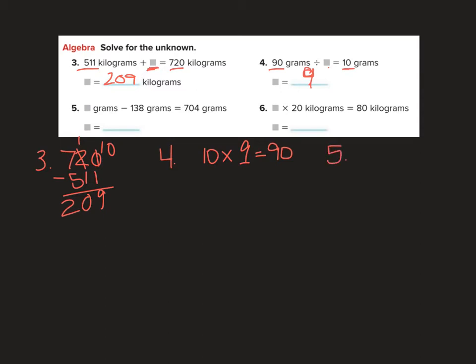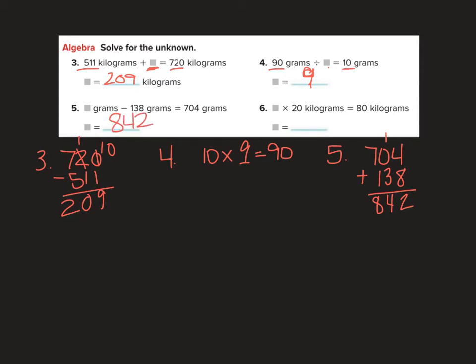Blank grams minus 138 grams is equal to 704 grams. Okay, so what I need to do is take 704 plus 138 to figure out where I started, right? So 8 plus 4 is 12. 1 plus 3 is 4. 7 plus 1 is 8. So 842 is where I started.